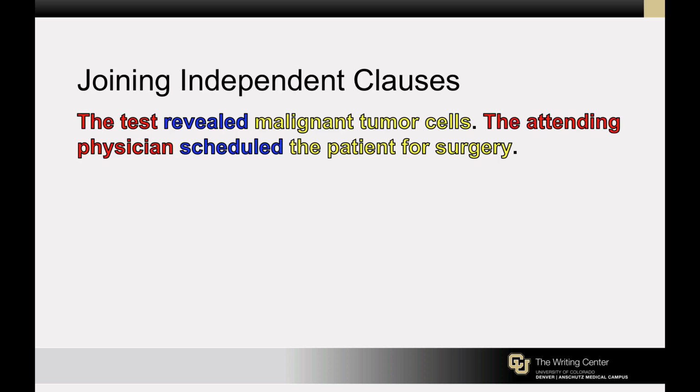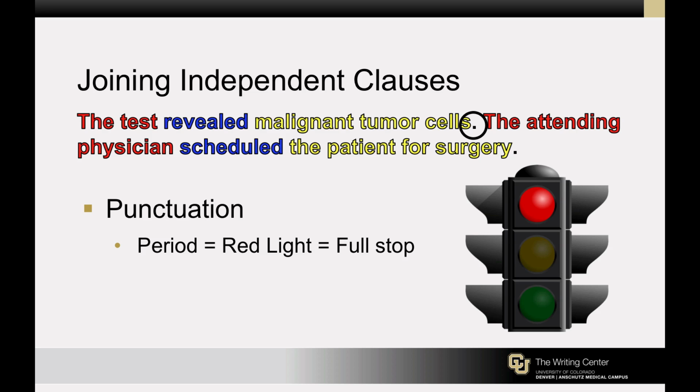If we choose to keep them as two simple sentences, we separate them with a period. The test revealed malignant tumor cells. The attending physician scheduled the patient for surgery. Why would we choose this option? How does it affect our reader? Think of the period as a red light, a complete stop. It signals to your reader to put on the brakes for a complete separation of the two ideas in each simple sentence. And because of this, we slow down the tempo for our readers. They move through our simple sentences more slowly.